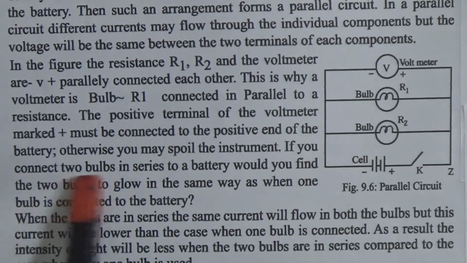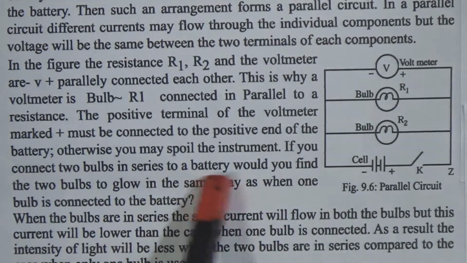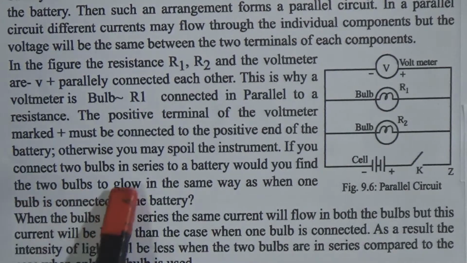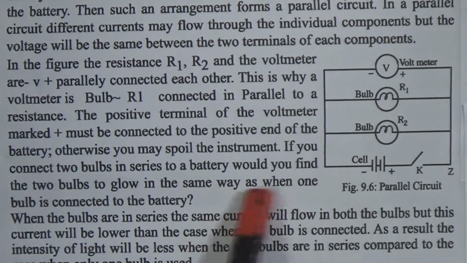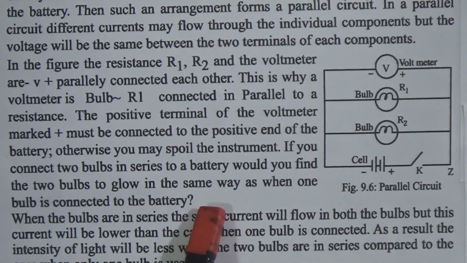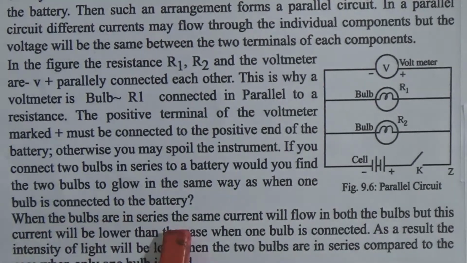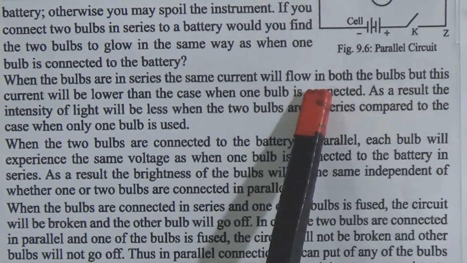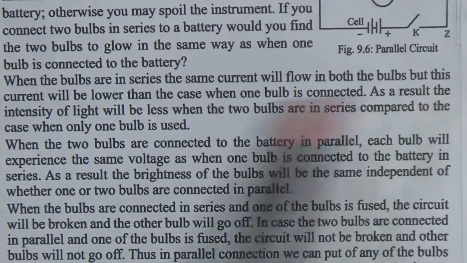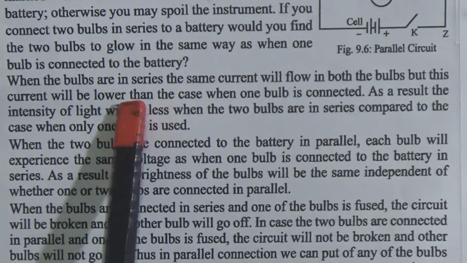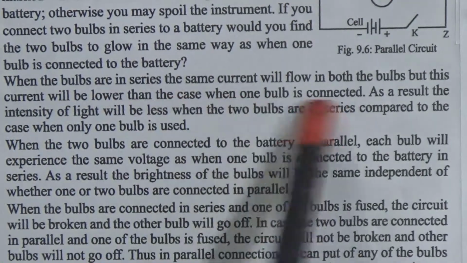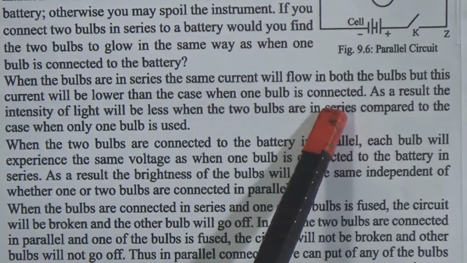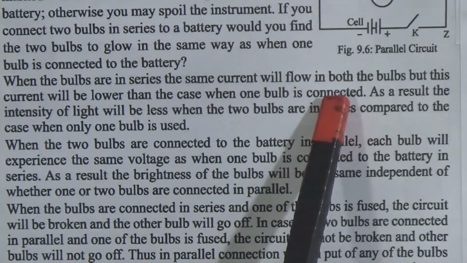If you connect two bulbs in series to a battery, would you find the two bulbs to glow in the same way as when one bulb is connected to the battery? When the bulbs are in series, the same current will flow through both bulbs, but the current will be lower than the case when one bulb is connected. That means in the series connection, if we use only one bulb, that time we will get more light.